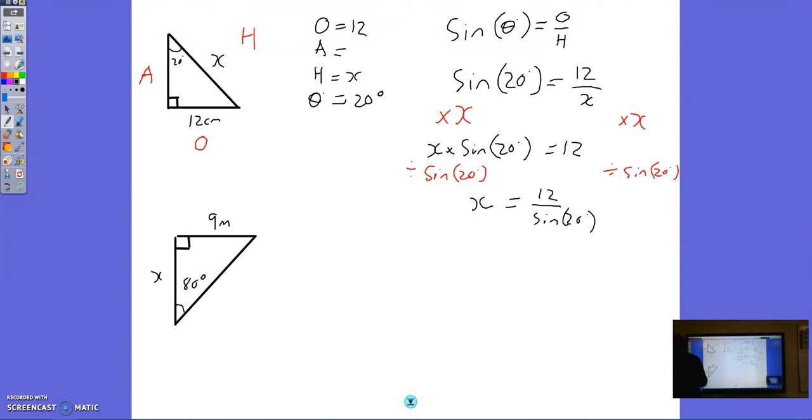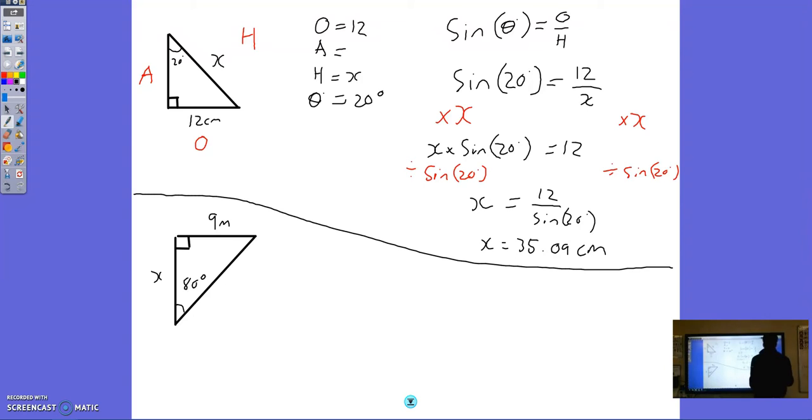When in doubt, use a calculator. For the rest of these calculations, I will be using the CAS calculator. You can do the same with your scientific. So if I say 12 divided by sine 20 degrees, I get a final answer of 35.09 centimeters. I invite you at this point, pause the video, see if you can do the same on your scientific calculator. If you can't, please come and see me.